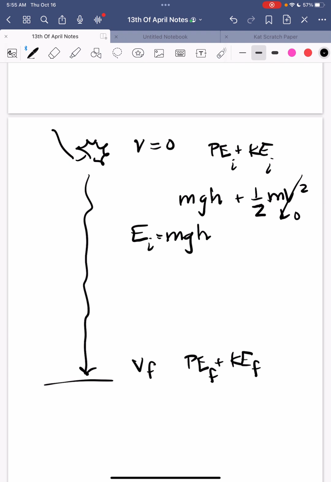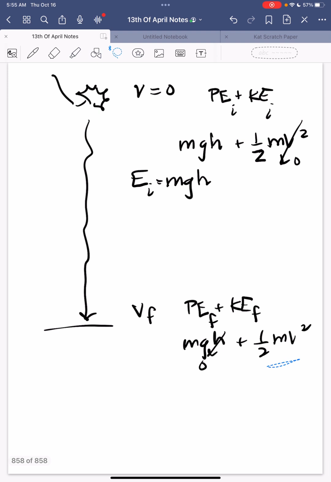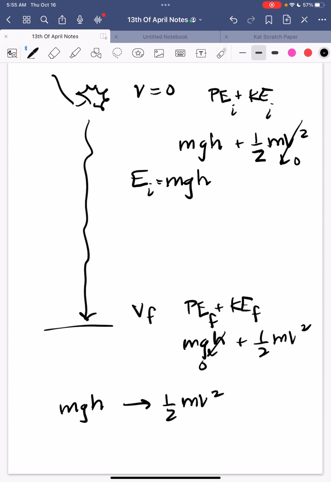Now down at the bottom, when it hits, it no longer has any height. So m times g times h, h is just 0, so that goes to nothing. And now what does it have? It has some sort of velocity going here. So it'll have some final velocity, and that'll be its only type of energy. So we can say that the initial energy is mgh, and that's going to all become 1/2 mv squared, like that.